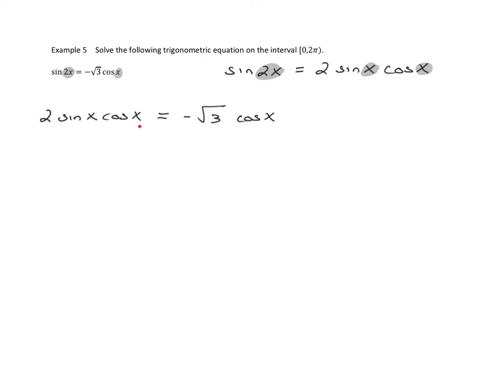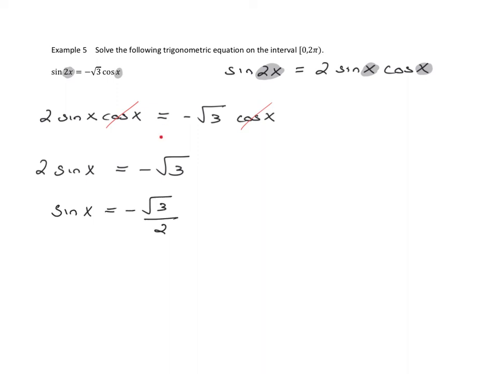I'm seeing there's a cosine of x on both sides of the equation. Can't you just say, well, I can cancel it from both sides, right? And if you do that, you're left with 2 sine of x is equal to negative root 3. And hey, we can solve this equation by dividing 2 to the other side and really solve where sine of x is equal to negative root 3 over 2.